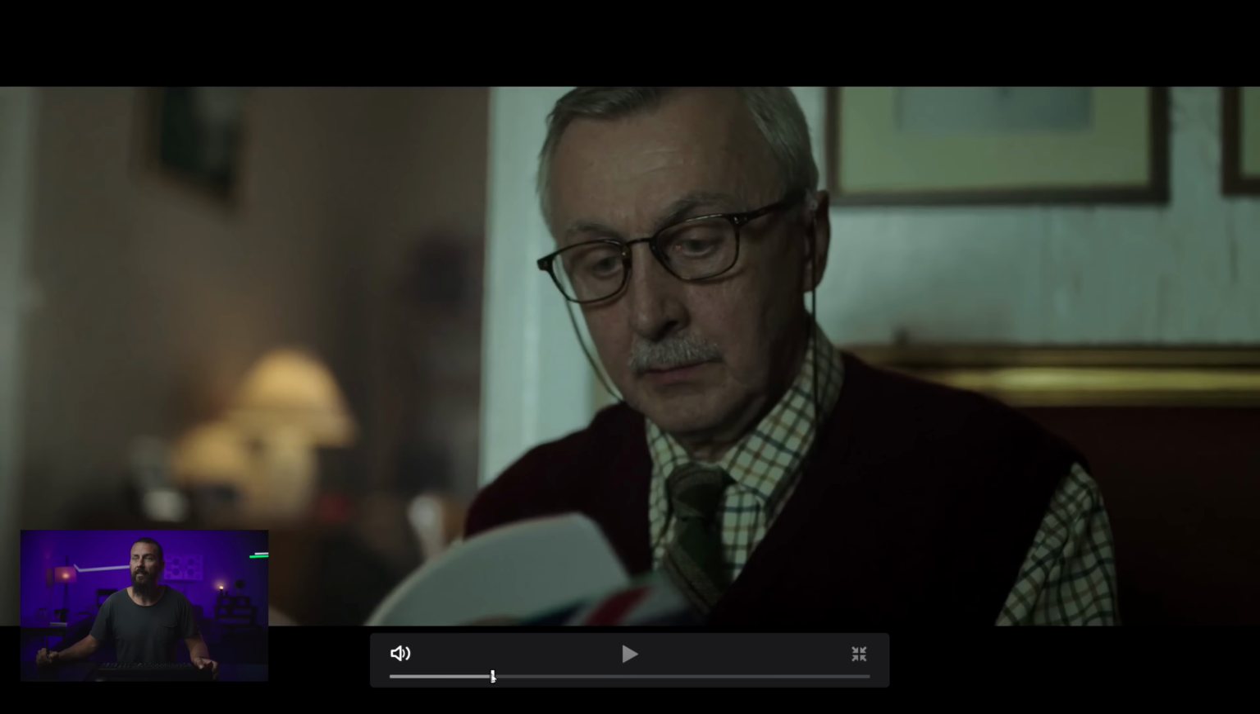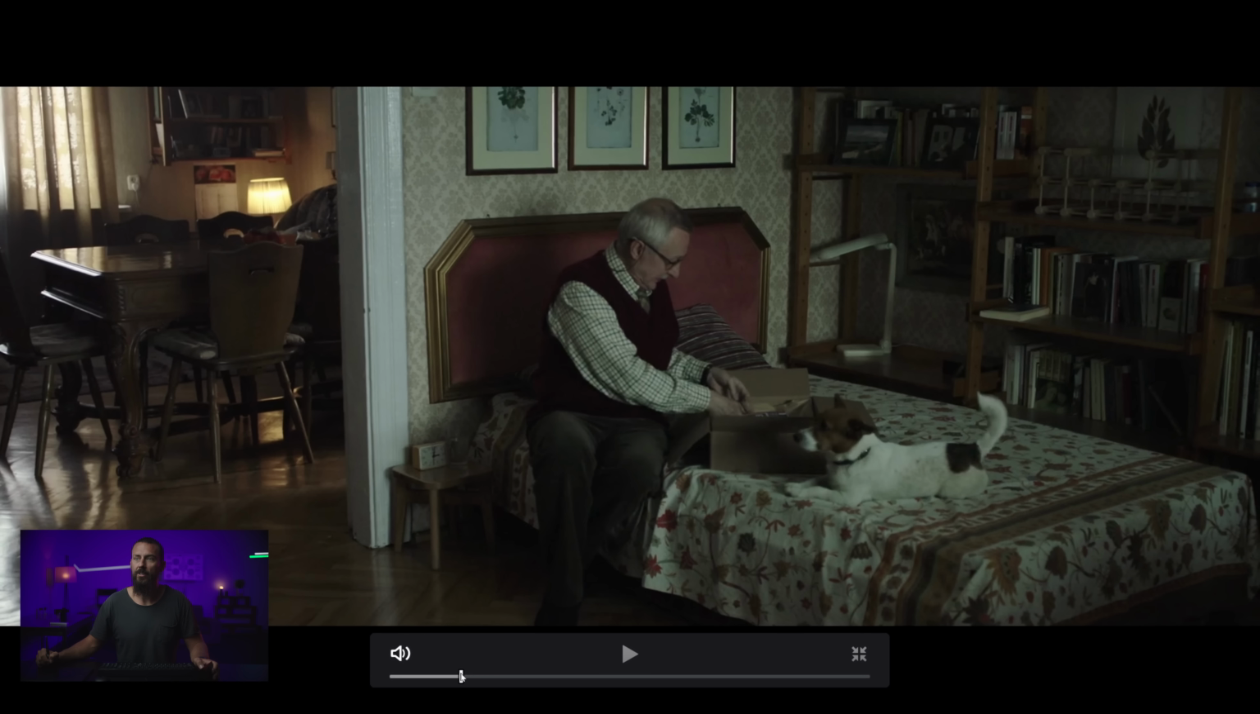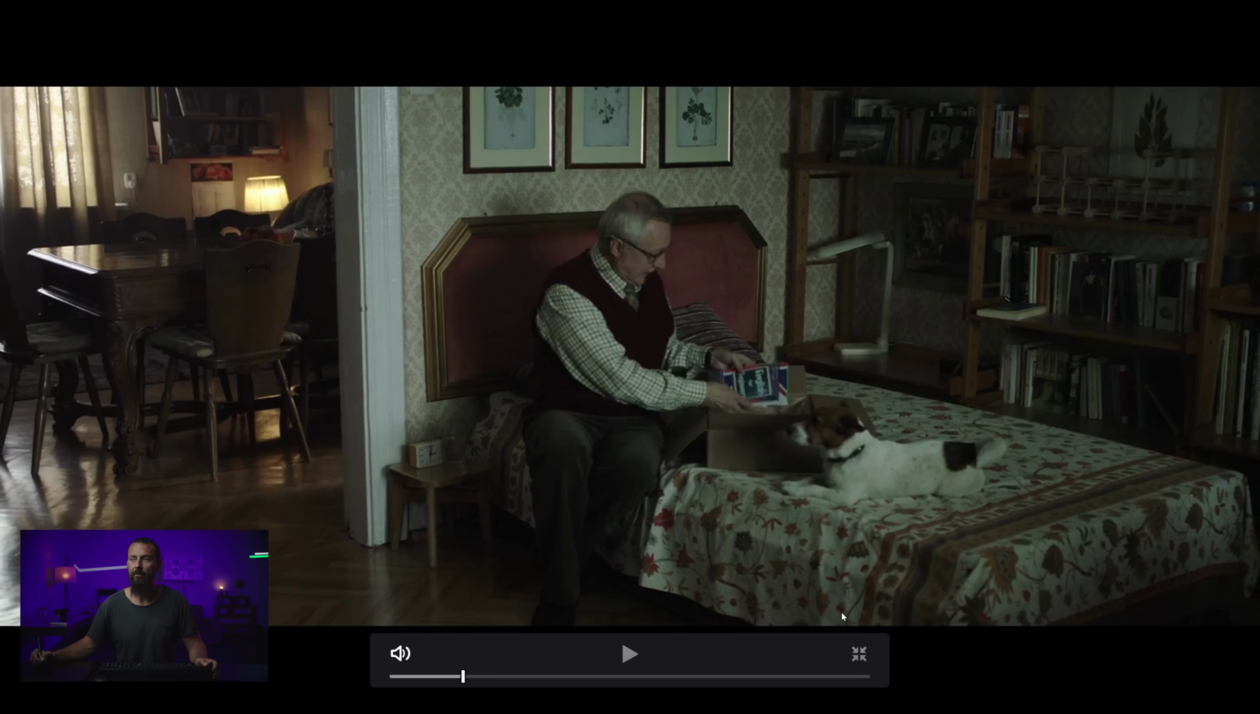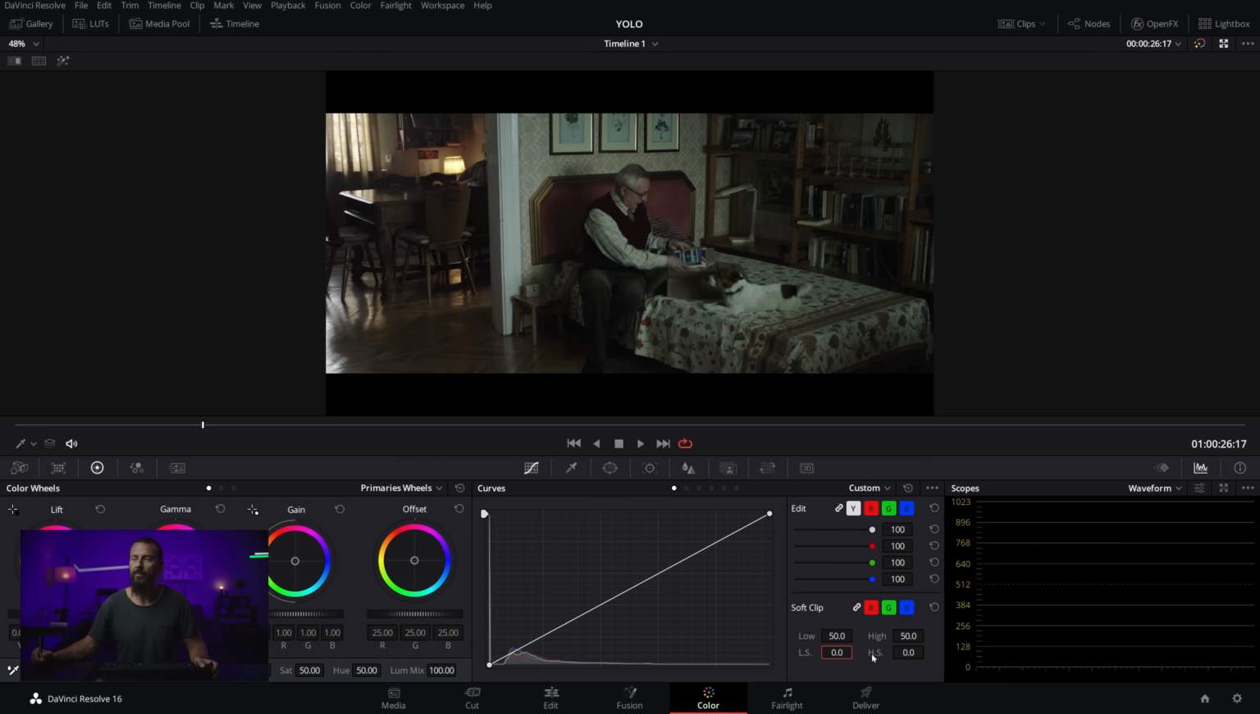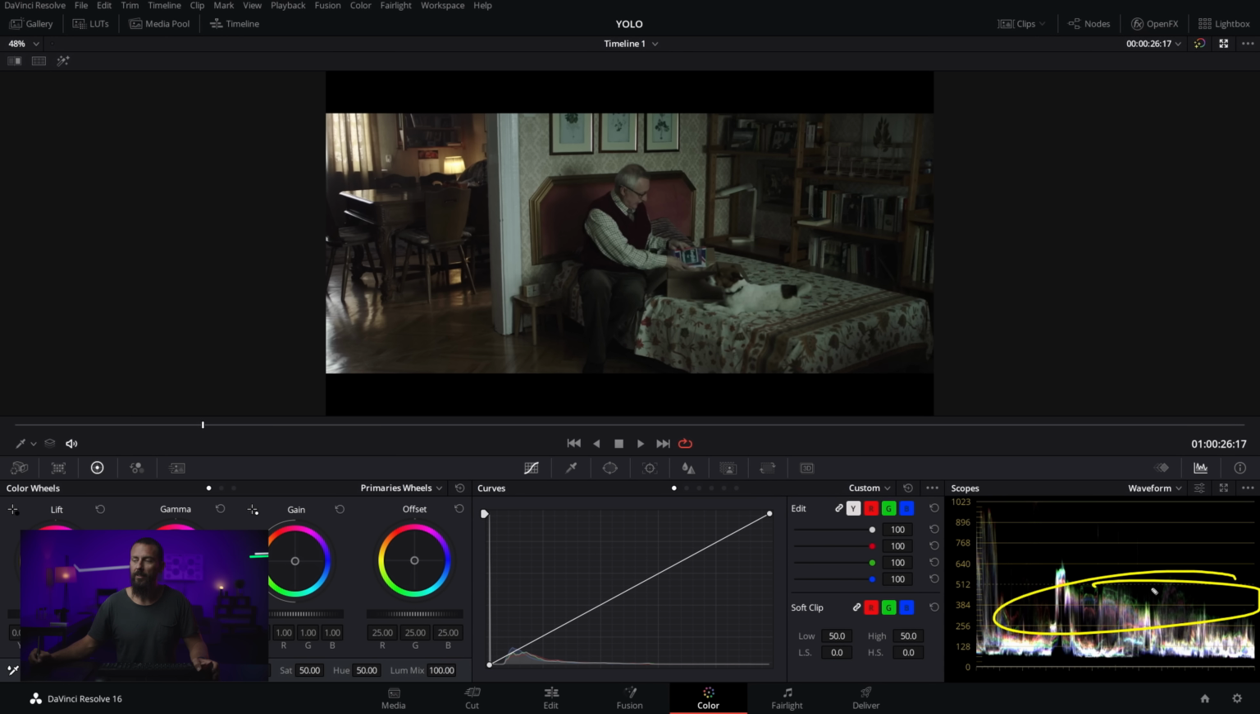Whereas you take that scene, remember that one, because this is the tricky one, right? Just flat. And if we look at the scopes, what does that give us? All right, so they're basically all floating around.